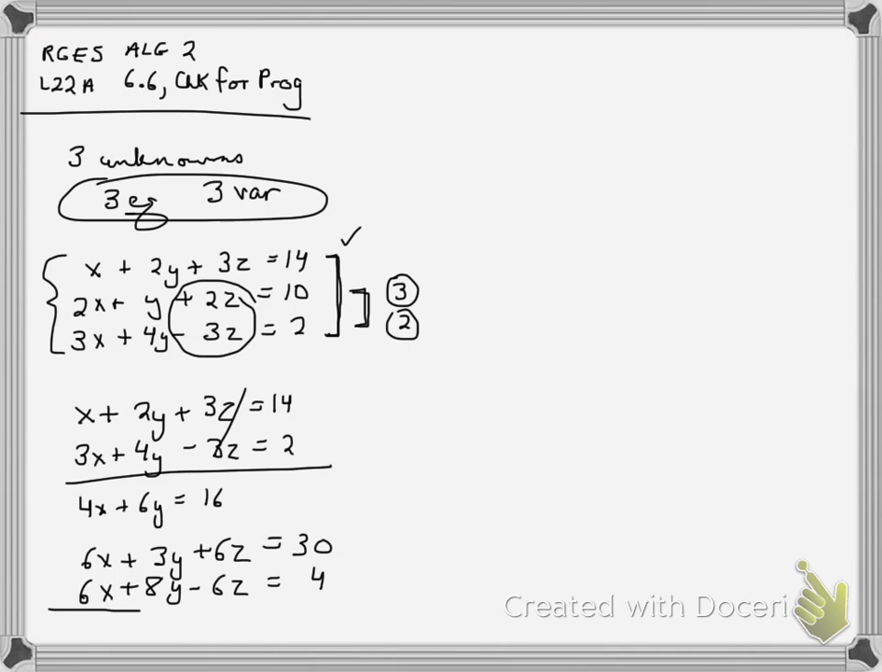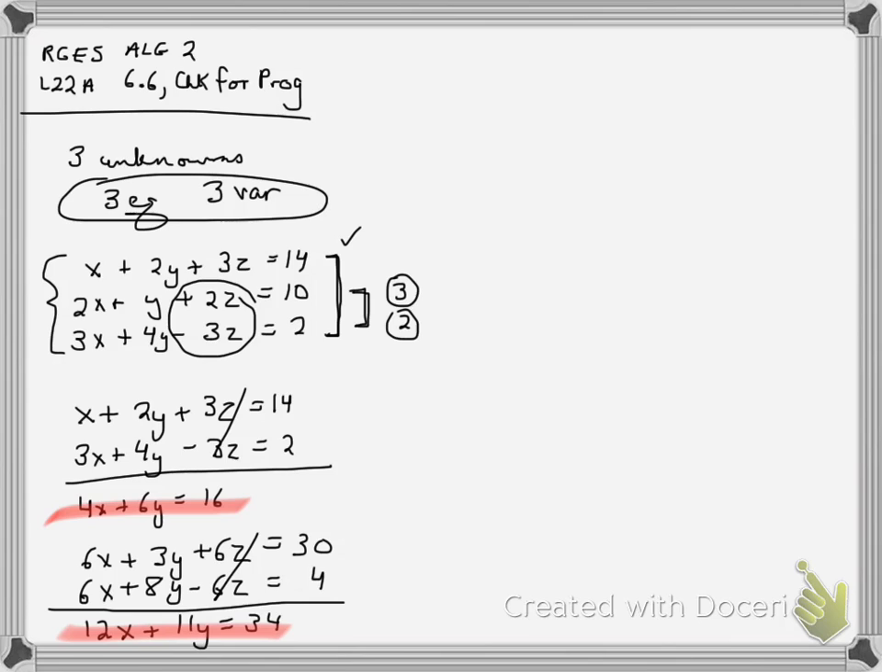So now I'm going to add these two together. Notice my z's will also drop out. I must drop out the same variable. And I will get 12x plus 11y equals 34. Now what I have is two equations in two variables. So this brings it back to what you've been used to doing.